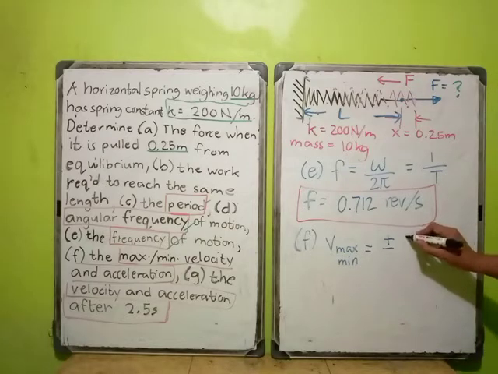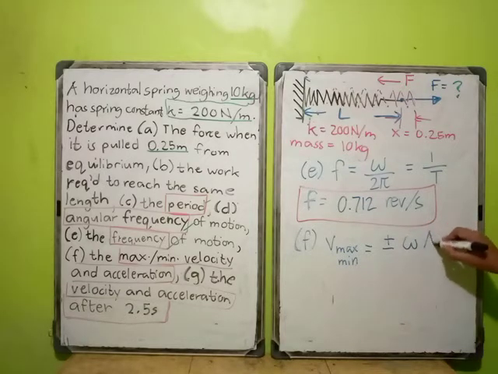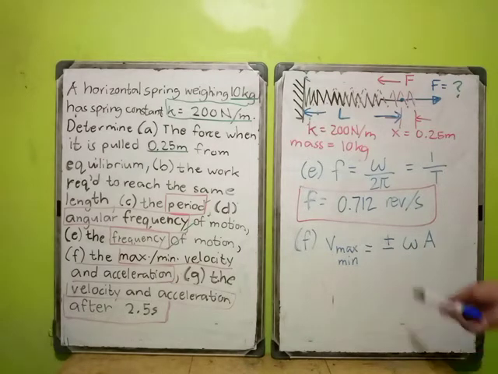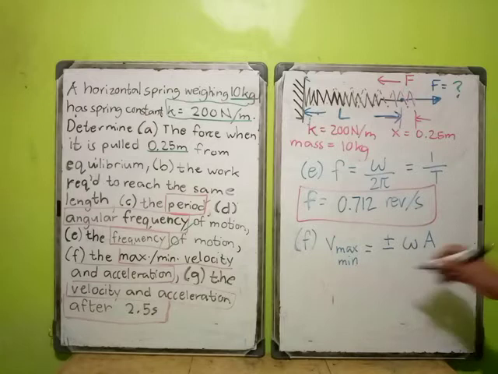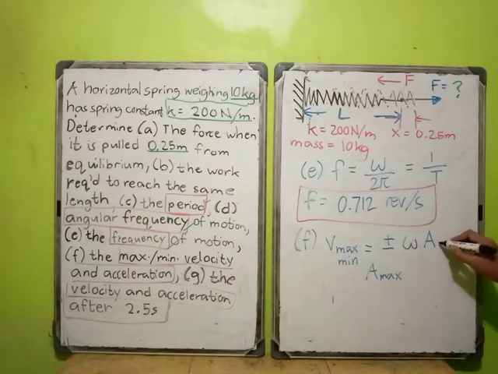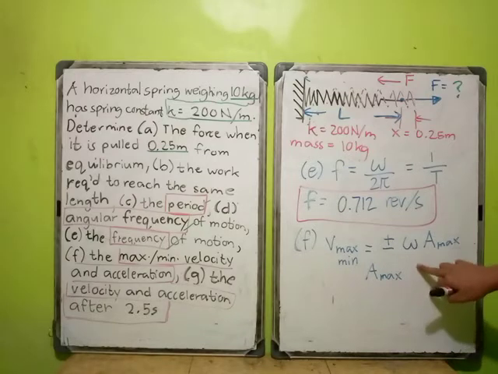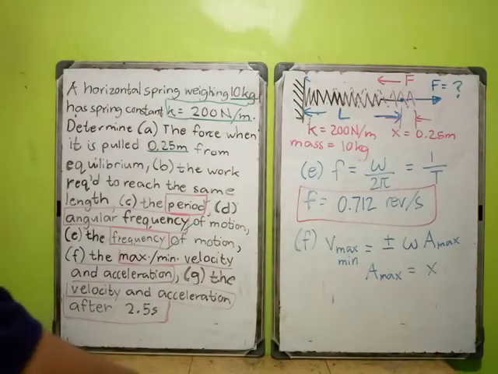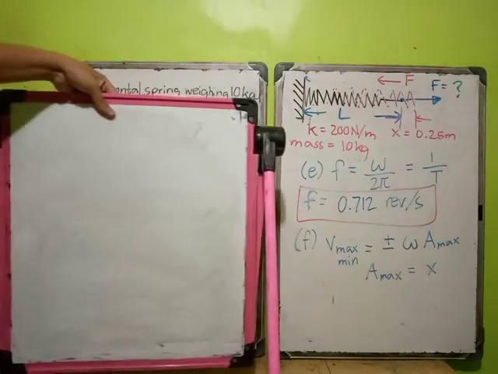the Vmax is equals to omega times the A. And please remember that the maximum amplitude, okay? So, review muna tayo. The maximum amplitude is, A max actually yan. Omega times A max. So, the A max actually is the X. Okay, so if you remember in the previous video, review muna tayo kung bakit ganito yung formula.